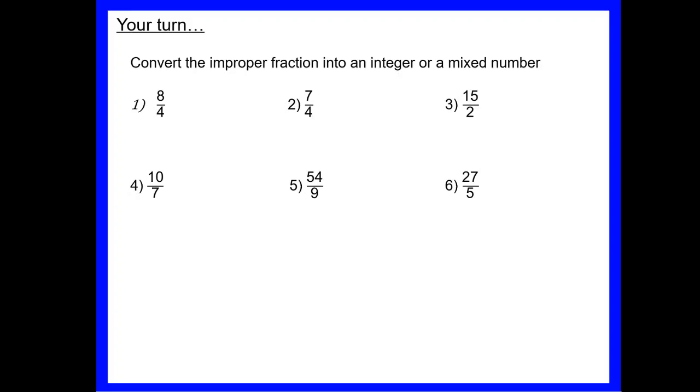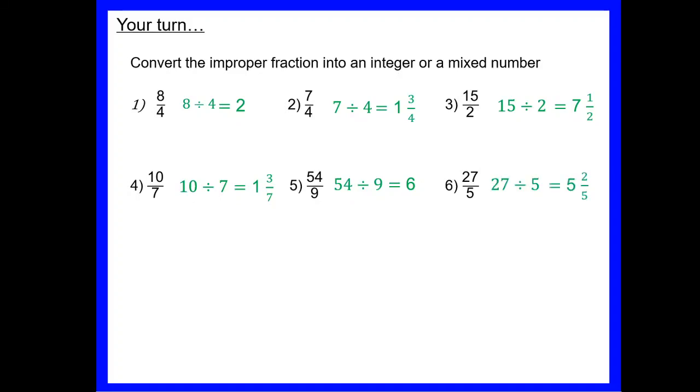Okay, let's have a look at the solutions then. So 4 fits into 8, 2 whole times, no remainders. 4 goes into 7, 1 whole time, with 3 remainder going back over the 4. 2 fits into 15, 7 whole times, with 1 remainder going back over 2, so we get 7 and a half. 7 goes into 10, 1 whole time, with 3 remaining back over the 7, 1 3/7. 9 goes into 54, 6 whole times with no remainders. And 5 goes into 27, 5 whole times with 2 remainders, which go back over the 5. Make sure you're happy with your answers before you move on.